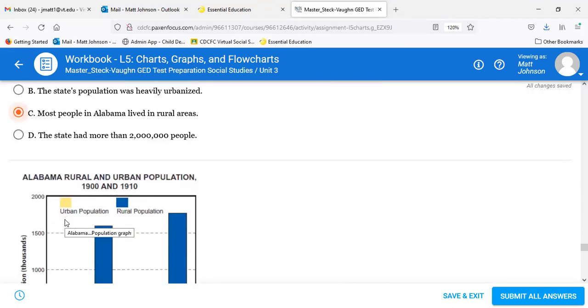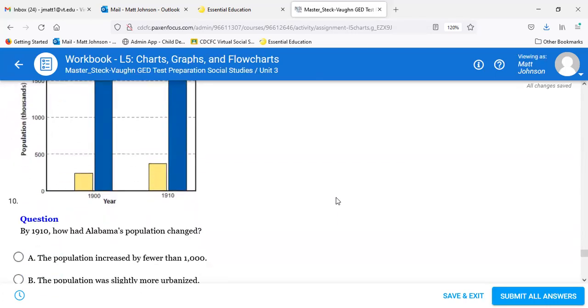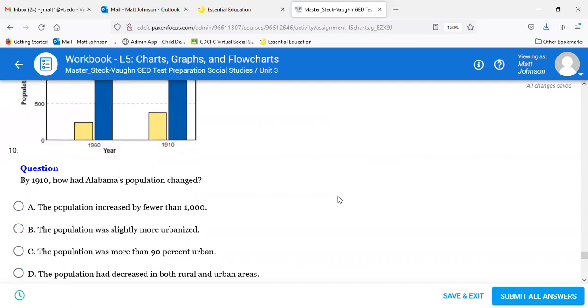Okay, number 10, Tracy, could you read number 10 for us? Yes. By 2010, how has Alabama's population changed? A. The population increased by fewer than 1,000. B. The population was slightly more urbanized. C. The population was more than 90% urban. D. The population had decreased.